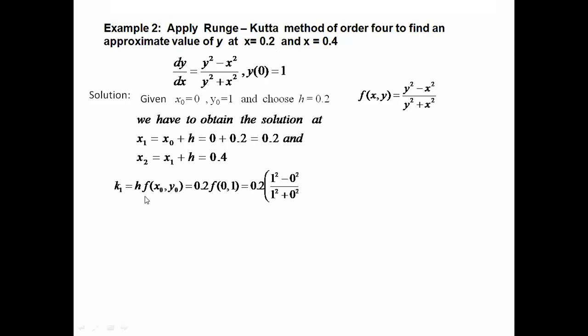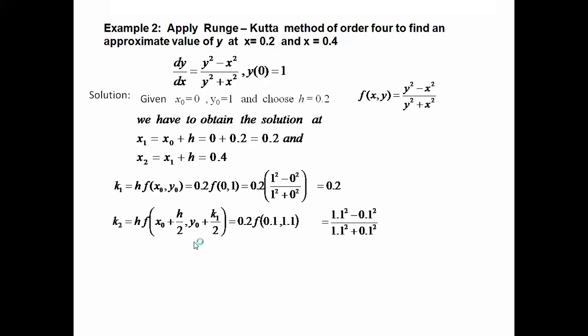The first step is to find k1. Same formula, h into f of x naught, y naught. h is 0.2, x naught is 0, y naught is 1, so 0.2 into f. Here the variables are related by this relation: y square minus x square divided by y square plus x square. So we get k1 as 0.2.